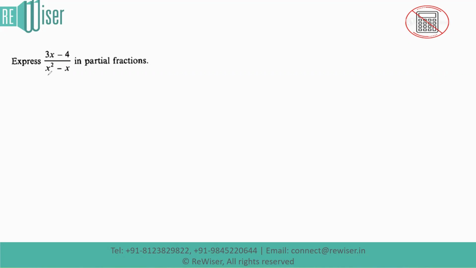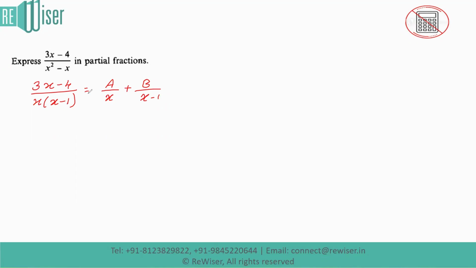Express (3x minus 4) over (x squared minus x) in partial fractions. In order to do that, the first thing we need to do is factorize the denominator. If I take x common out of the denominator, I'm left with x times (x minus 1). Now this can be written as A over x plus B over (x minus 1), where capital A and capital B are constants.